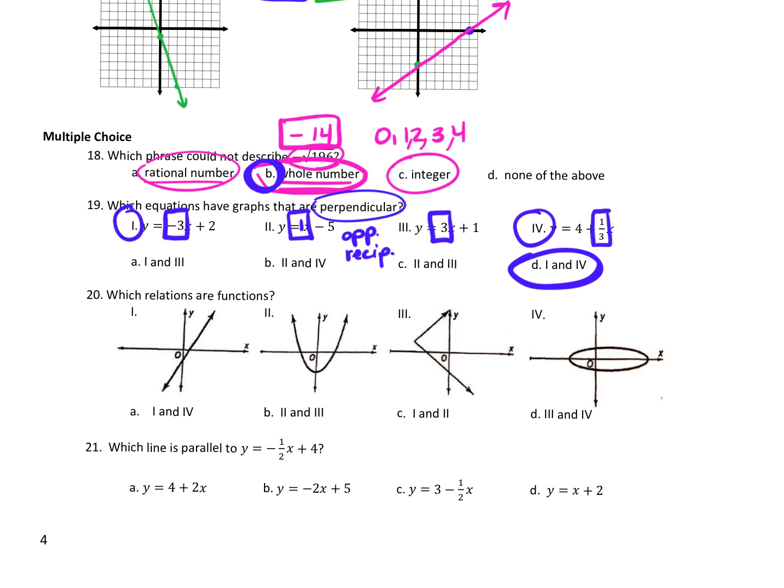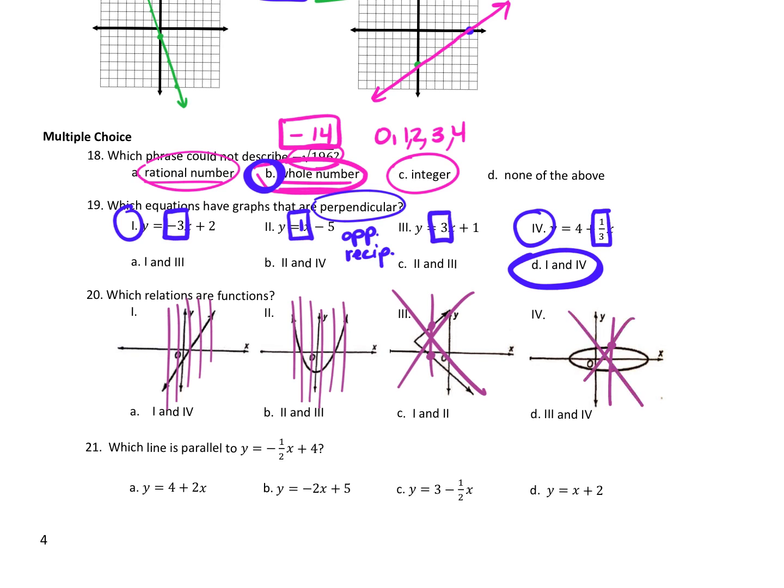Okay, number 20, which relations are functions? If you recall, a function passes the vertical line test. So this guy does. This guy also does. This guy does not, right? So this is not a function. This guy also does not, so he's not a function. So 1 and 2 would be your functions.